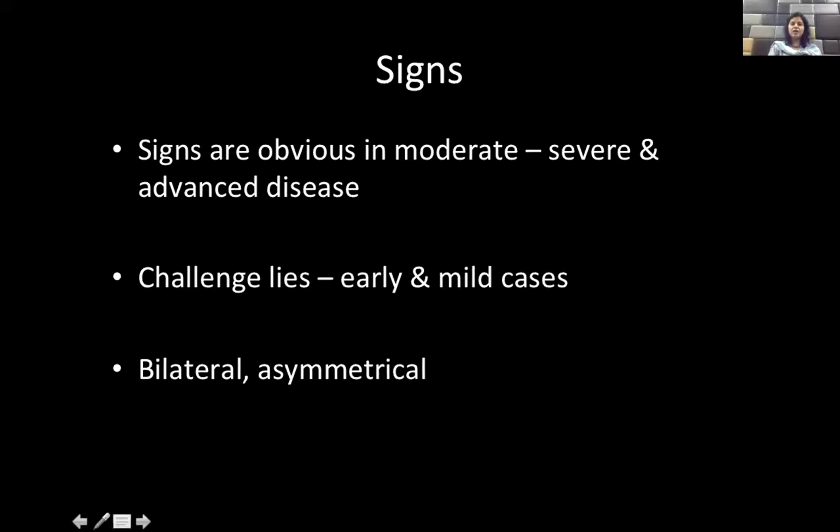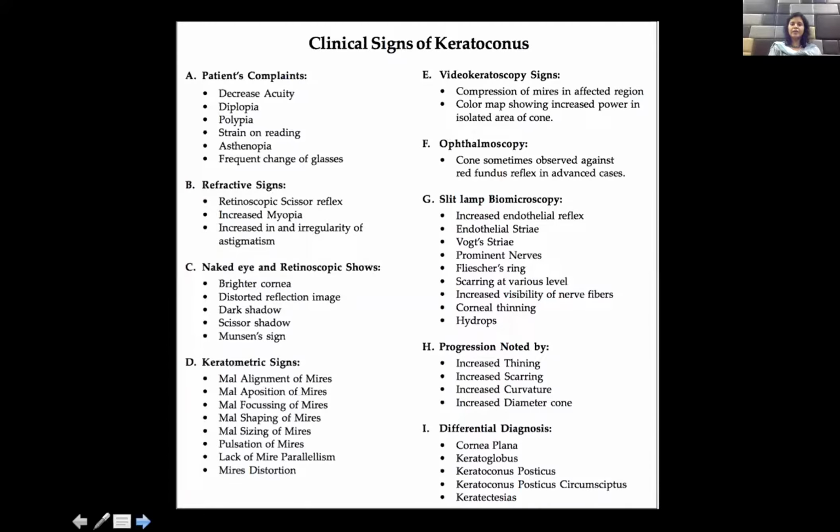Now, signs are very, very obvious if you have moderate, severe, or advanced disease. But it's challenging in the early and the mild cases to pick it up, and that's when it becomes very important. The disease classically is bilateral, that is, it's present in both the eyes, and asymmetrical, that is, one eye is more severe than the other.